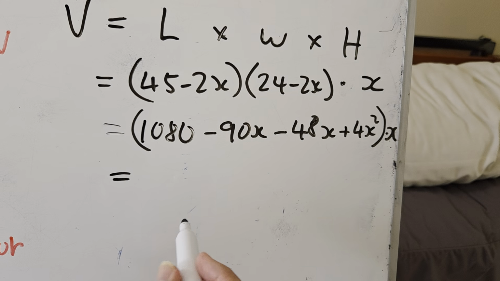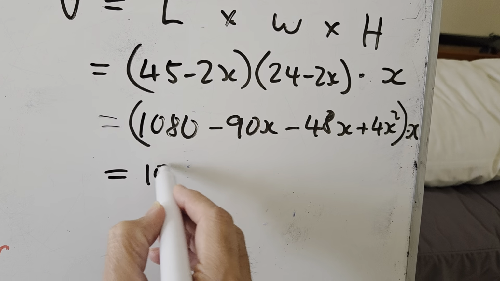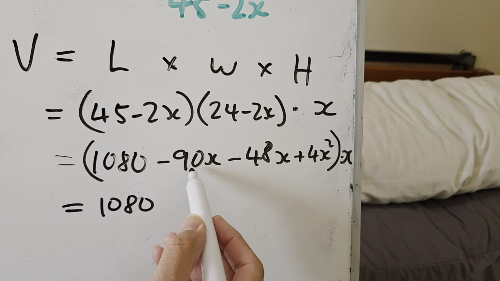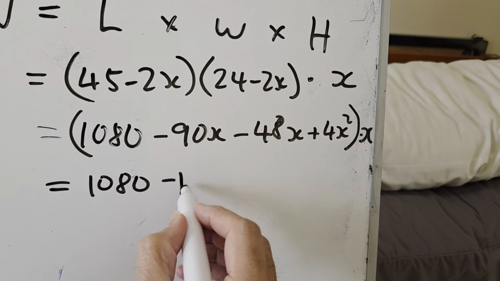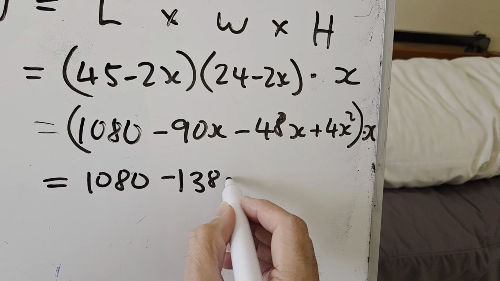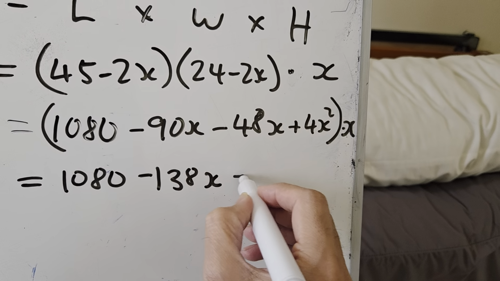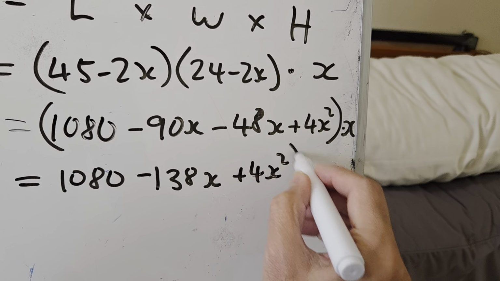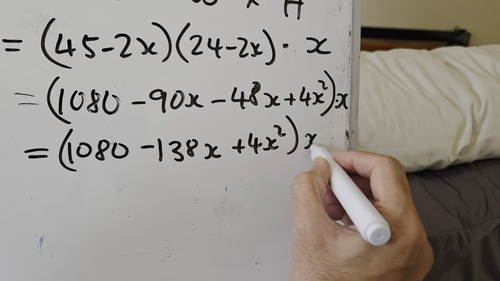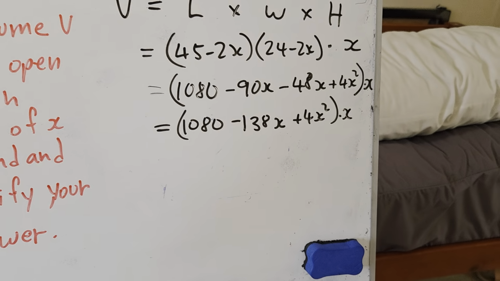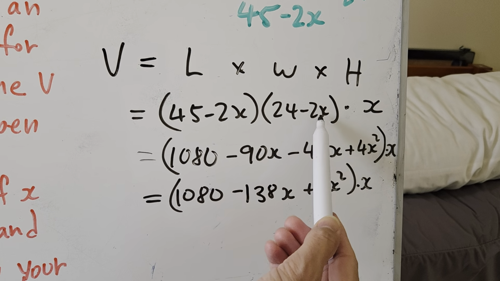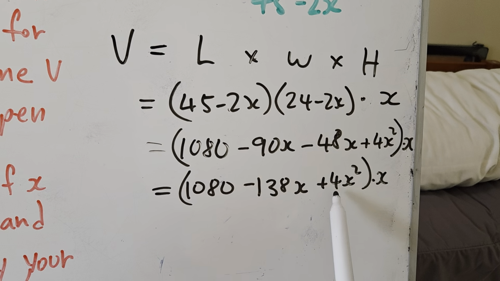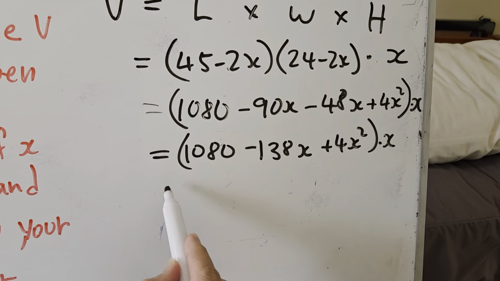So let's simplify. 1080, negative 90x and negative 48x simplify to give you negative 138x. And then we have a plus 4x squared over here, and that whole thing multiplied by x. So try to recall, how did you get the plus 4x squared? Negative 2x multiplied by negative 2x. Negative and negative multiplied give you positive.